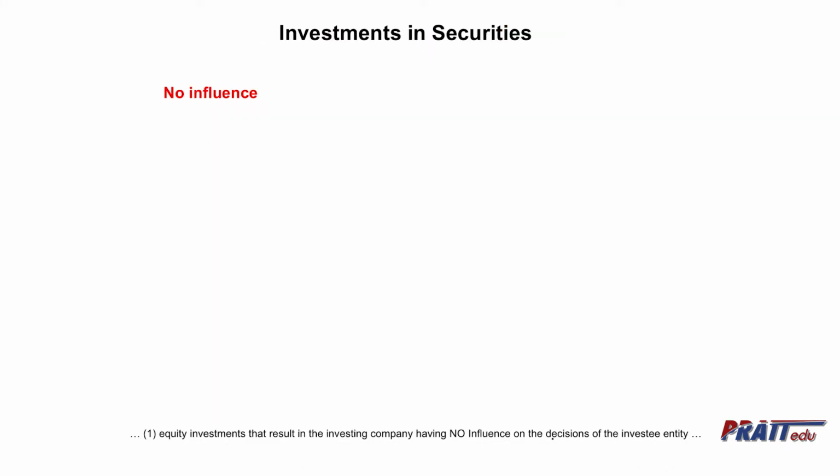1. Equity investments that result in the investing company having no influence in the decisions of the investee entity. 2. Investments in equity securities that result in the investing company having a significant influence on the decisions of the investee entity. And 3. Equity investments that result in the investing company having control over the decisions made by the investee entity.